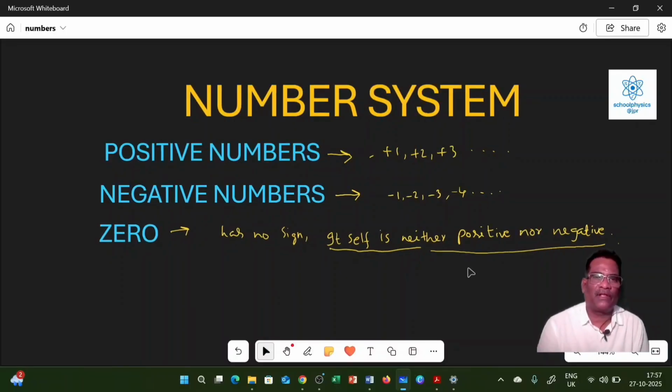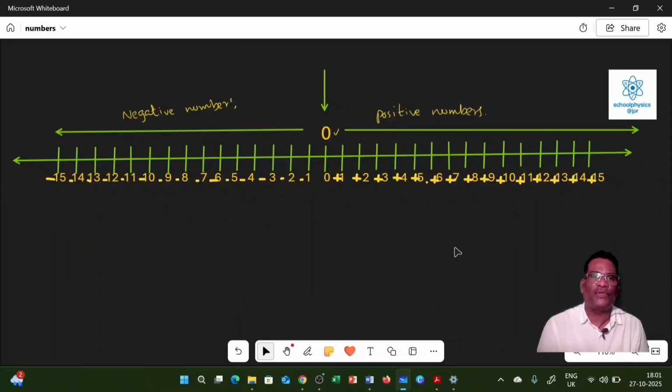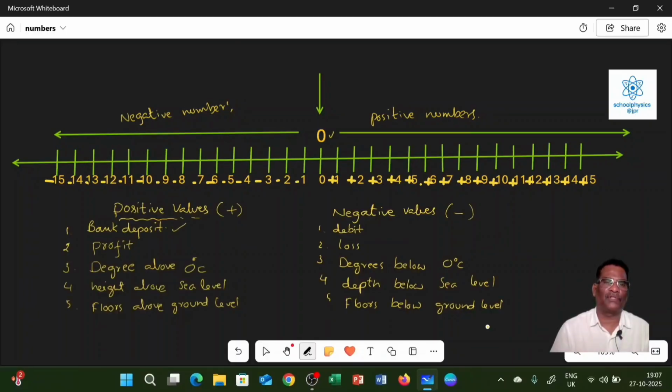How can we represent the positive numbers, negative numbers and 0? We can understand these numbers with the help of a number line. Observe this number line. 0 is placed in the middle, with numbers on both sides. In the number line, positive numbers are placed to the right side of 0 and the negative numbers are placed to the left side of 0.